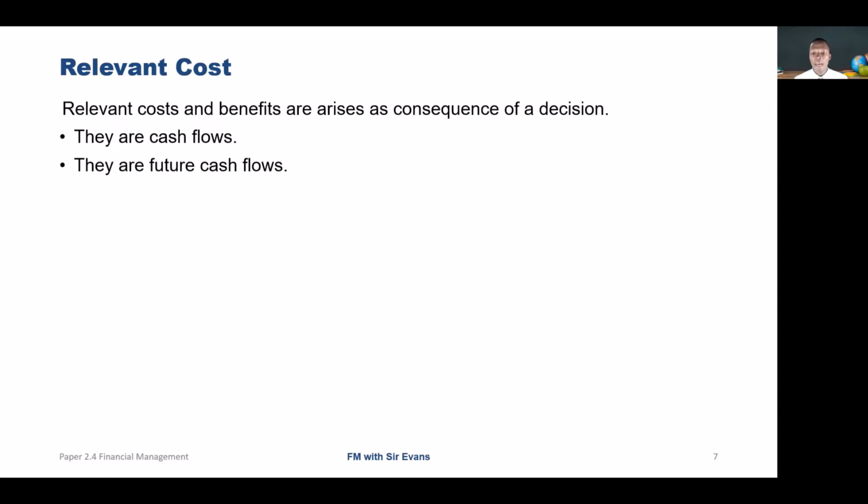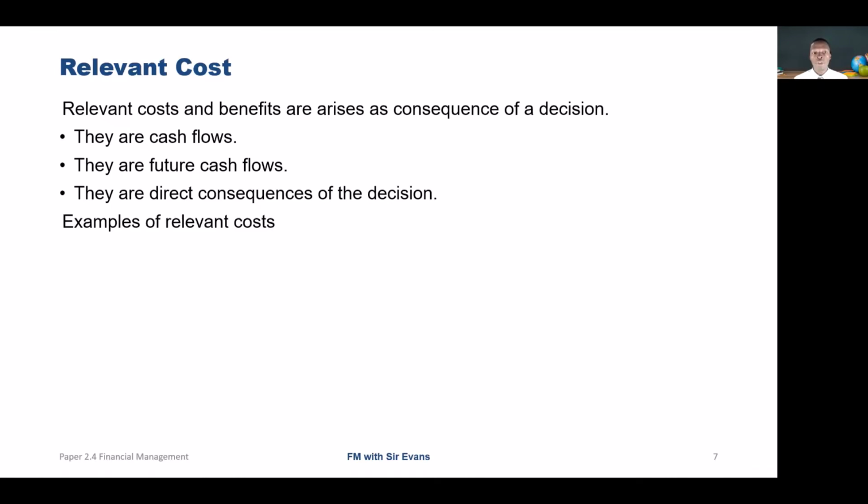Relevant cash flows are also future cash flows. So those that have already been incurred are not relevant to a decision that is made currently. And then relevant costs are costs that arise as a direct consequence of the decision, even if they are future cash flows. So those that are direct consequences of our decision form the relevant costs. So we'll look at some more examples of relevant costs.